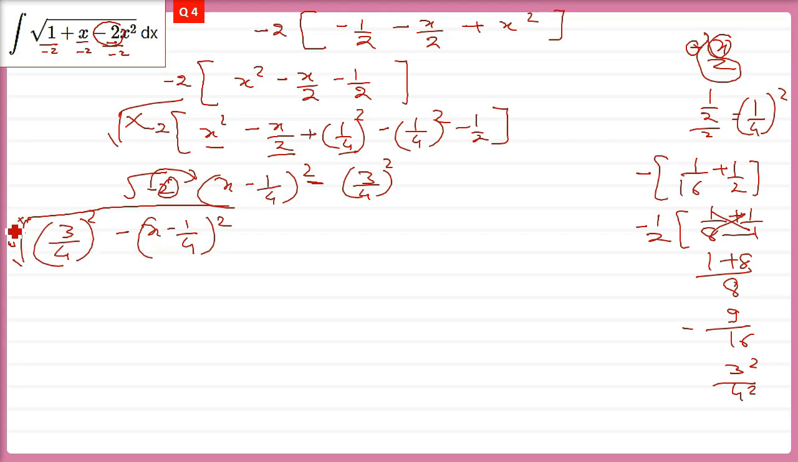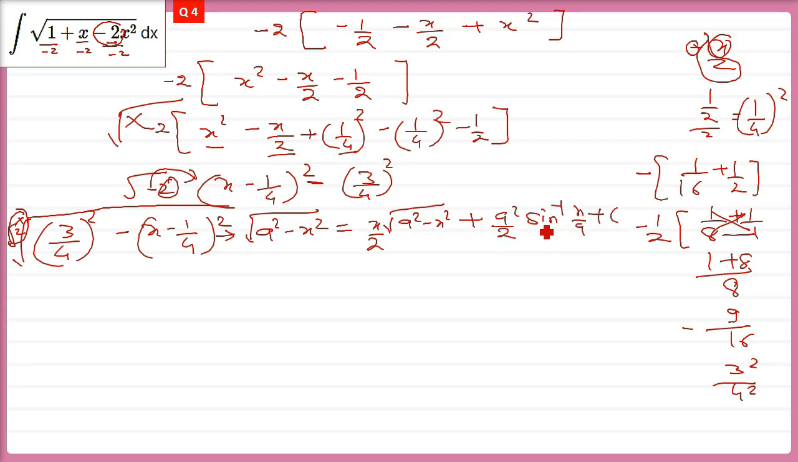So we need to deal with the square root of (3/4)² − (x − 1/4)² first. For that we need a certain formula. So the integral of √(a² − x²) is given by (x/2)√(a² − x²) + (a²/2) sin⁻¹(x/a) + a constant of integration. A you are going to take as 3/4 and x you are going to take as x − 1/4. So (x − 1/4)/2 under root.